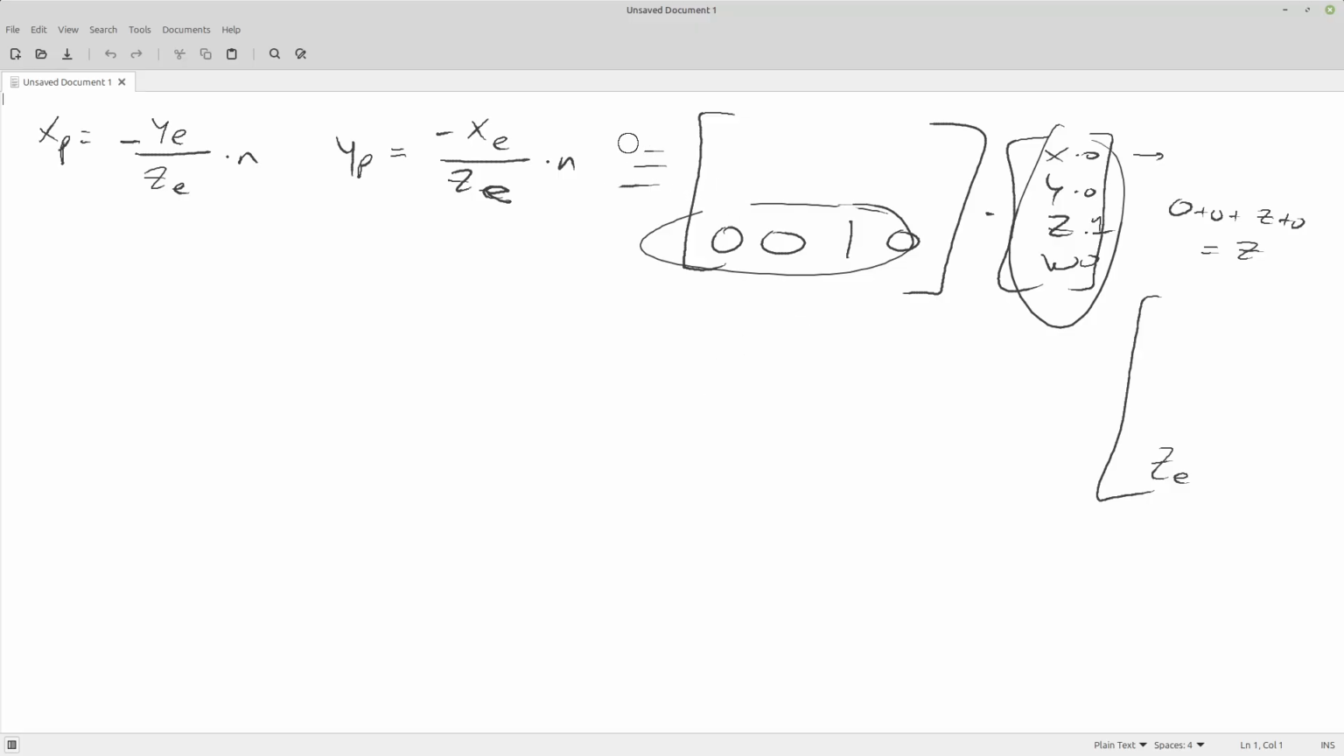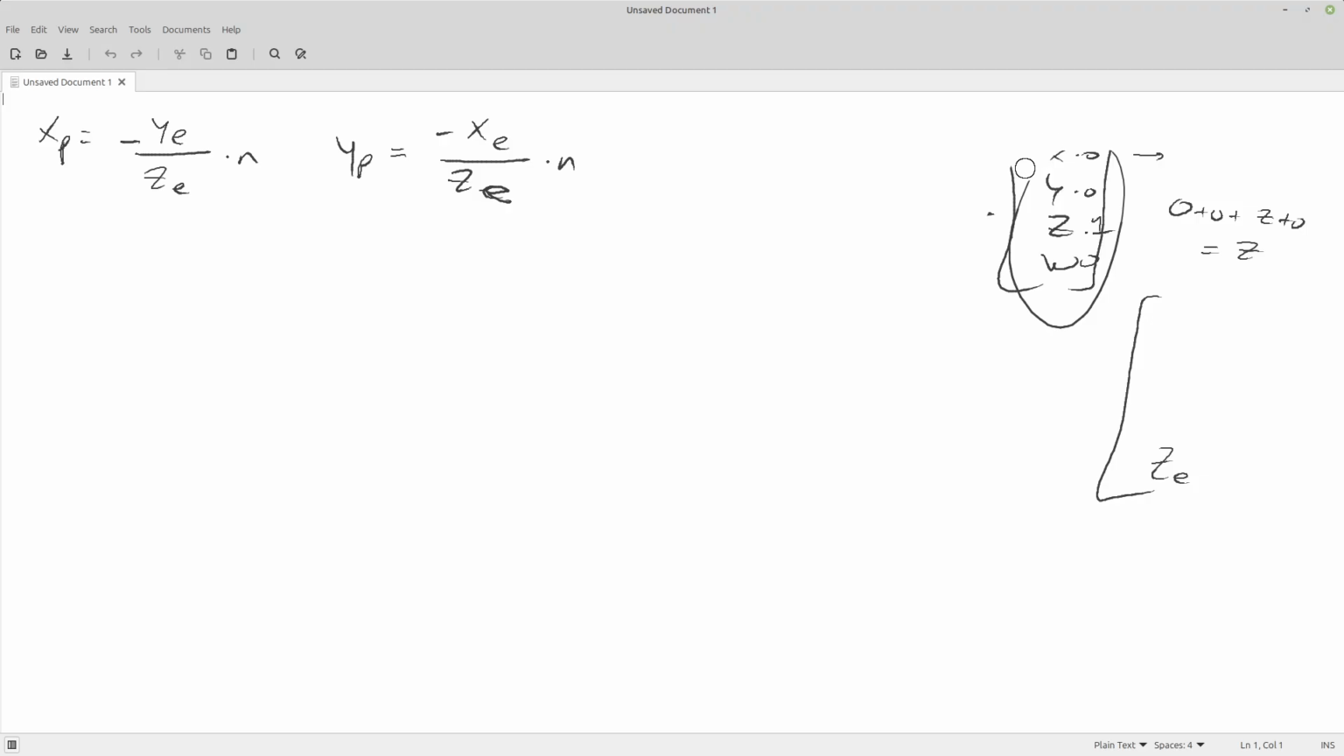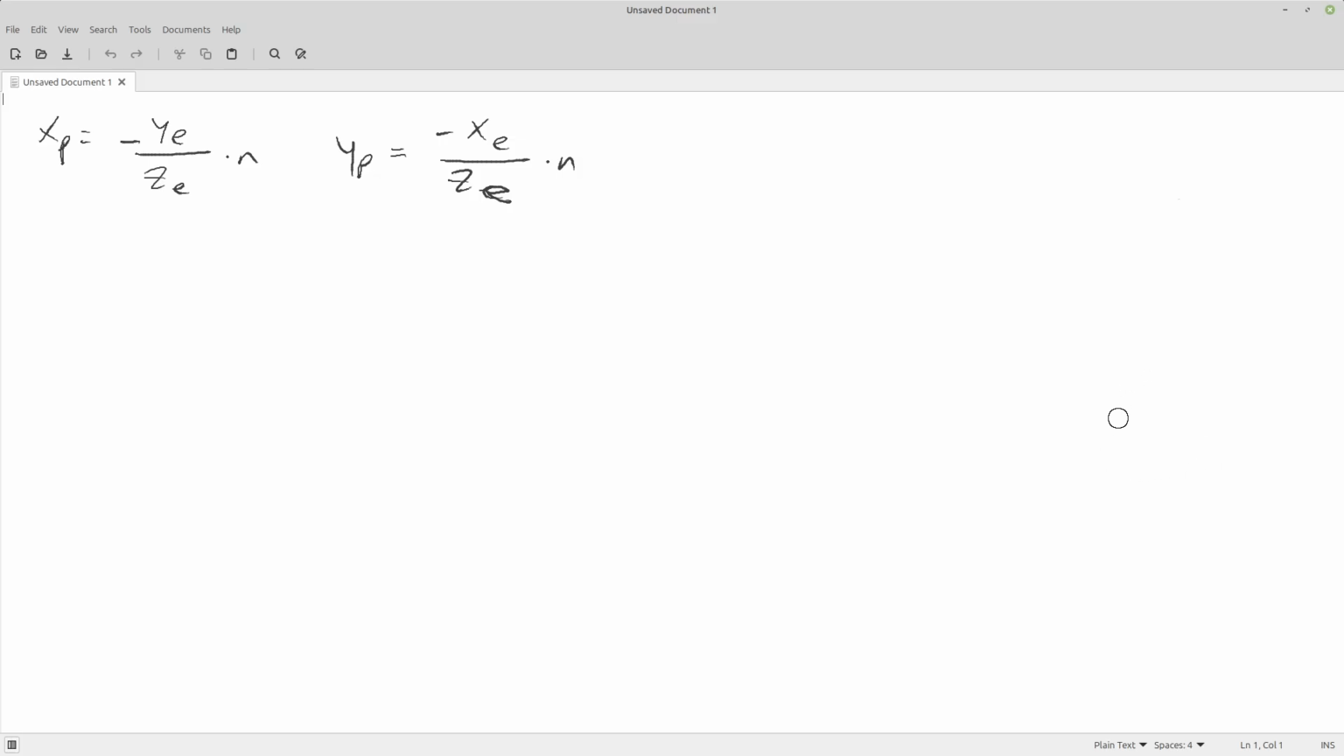Where do we go from here then? So the next step is to think about, what are we trying to do with this whole process again? Well, what we're trying to do here is convert from I space to projection space.